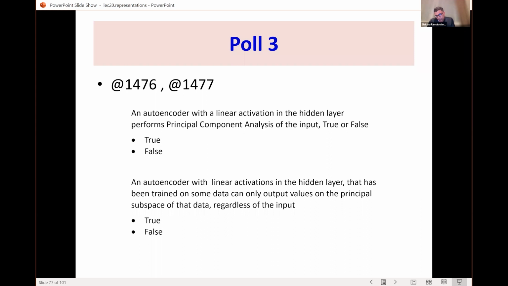So here's your last poll. We won't actually have the fourth poll. Okay, 5 seconds, guys. Does anyone want to answer the first question? True or false? Second one?